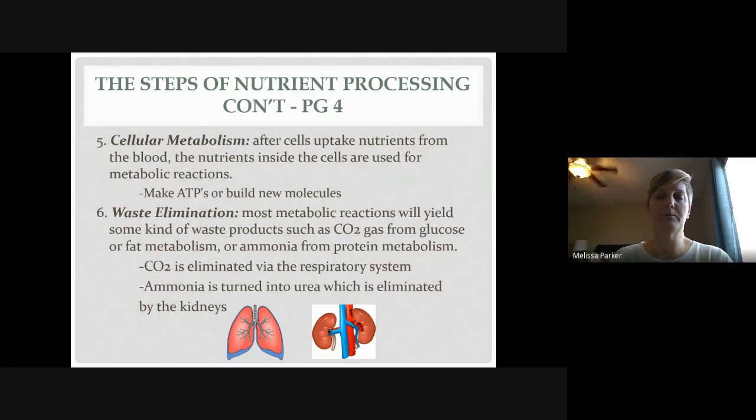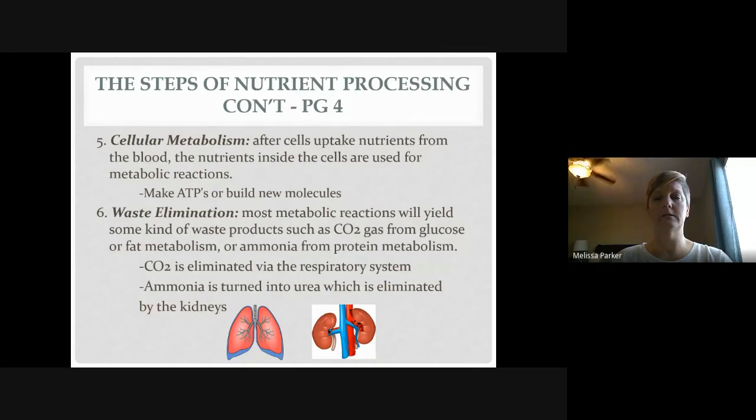So the steps of the nutrient processing, so cellular metabolism, after cells take up nutrients from the blood, the nutrients inside the cells are used for metabolic reactions. So it's used to make ATP, or it's going to be used to make new building blocks in the body. Anytime we create something or we perform some sort of a chemical reaction inside of our body, there's always a little bit of waste left over, kind of like if you're frying bacon, right, and you're cooking it in the pan, you're going to get some amazing bacon, but leftover, you're going to have that nasty grease, right? And you have to get rid of the grease. And so that's kind of the same thing in our body.